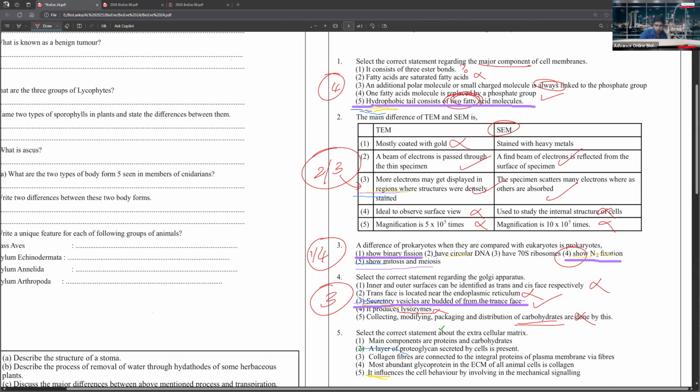Fatty acids are hydrocarbon tails, right? Someone is asking a question like that. I think I gave the answer for that. We'll try to select the answers according to the resource, people. That is what we have to argue. Select the correct statement about the extracellular matrix. Main components are proteins and carbohydrates. Layer of proteoglycan secrete, doubtful, ne?